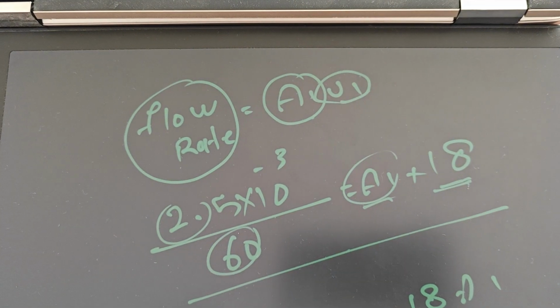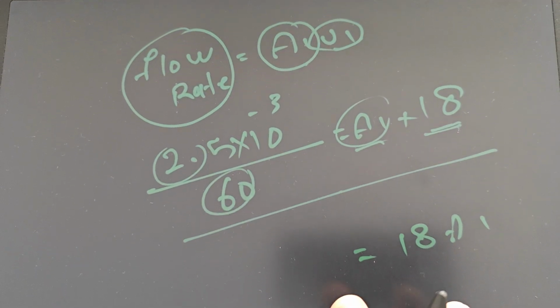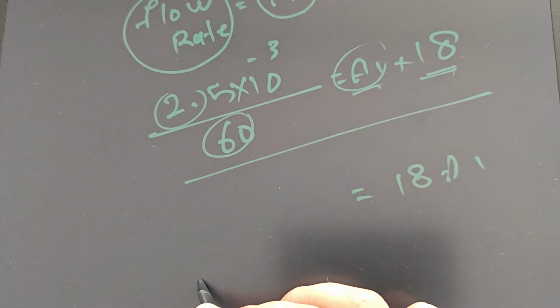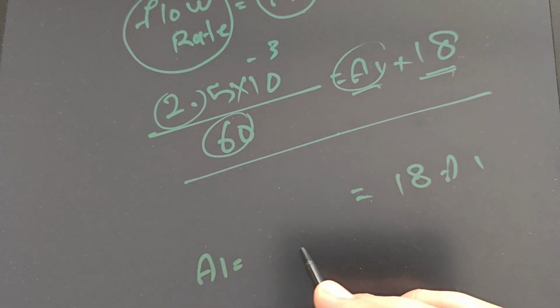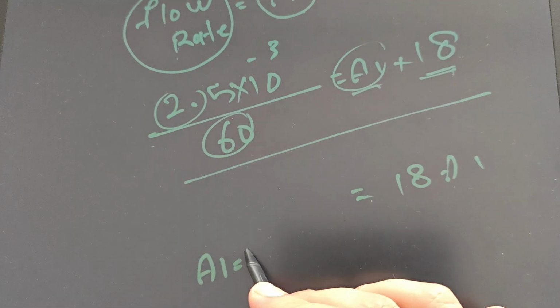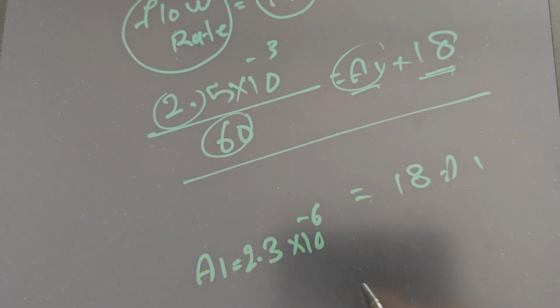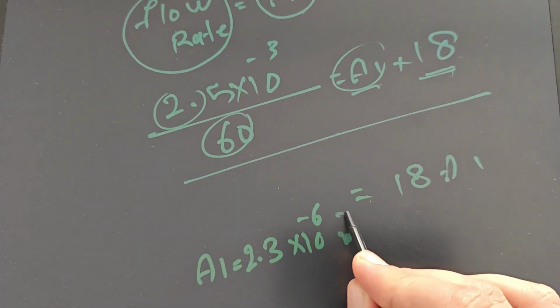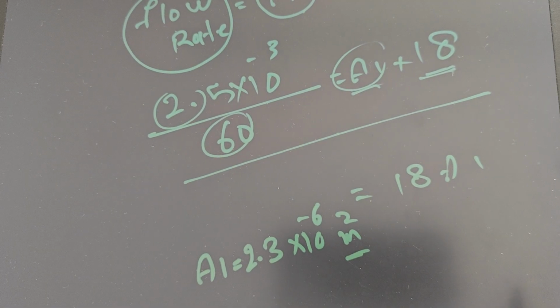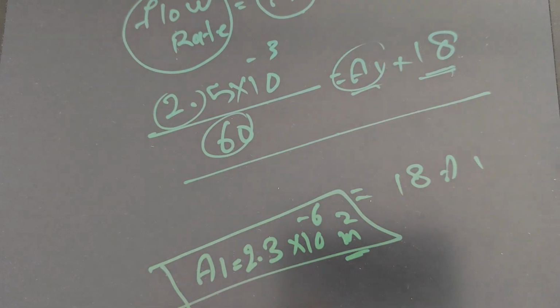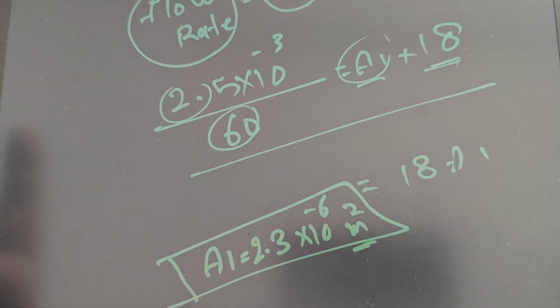The answer for the area, of area number 1, is equal to 2.3 times 10 power negative 6 meters square. Because this is area, that's why the unit should be meters square. We found area, but the question said find diameter. Actually, this is area. How can we find diameter?